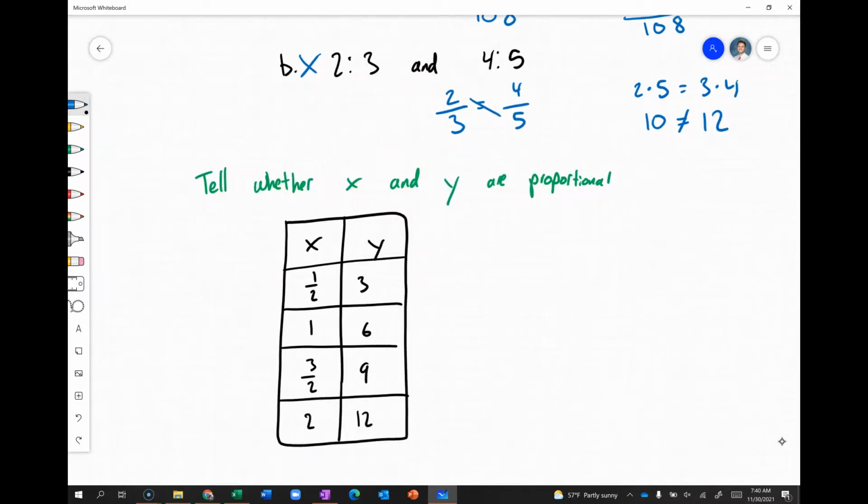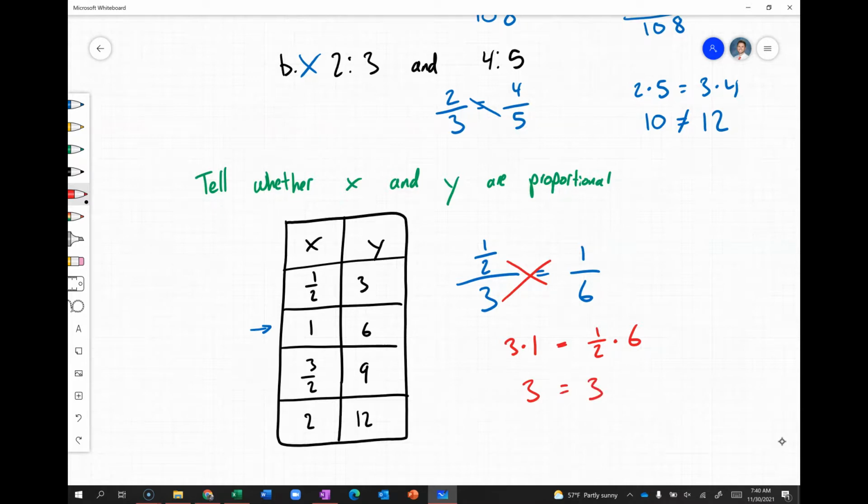Alright, finally we're going to tell if this x and y has a proportional relationship. So in other words, is x growing at a ratio proportionate to y? So first we can find this ratio 1/2 to 3 and see if it's equivalent to this one here, 1 to 6. So once again, we can use that cross products rule. 3 times 1 should be equivalent to 1/2 times 6. We know that 3 times 1 obviously is equal to 3, and 1/2 of 6 is 3. So these two are proportionate.